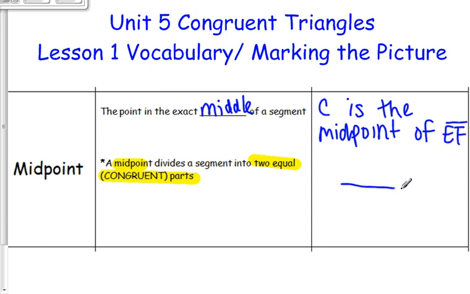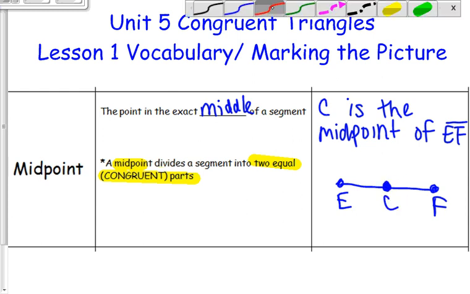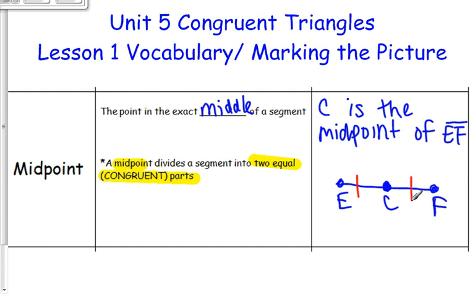Okay, so I have segment EF, and I have point C that's in the middle. Okay, and if point C is in the middle, I know that EC is going to be congruent to CF. I'm going to write that so we can see what it's implying. Okay, again, the hash marks there are signifying that they are congruent.